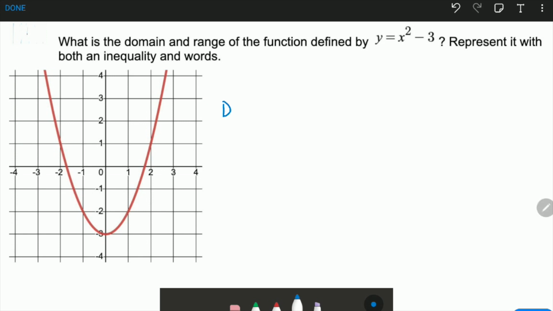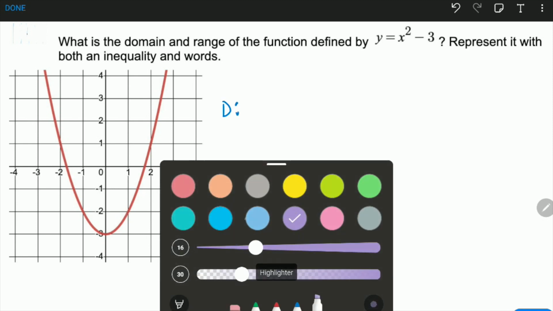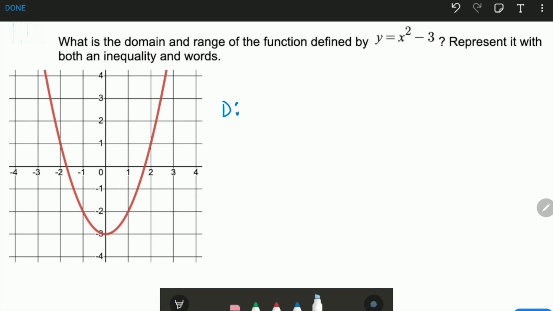So starting with domain. Domain is x values. So what I'm going to do to help me figure out the domain is I'm just going to start shading or covering up the graph from the outside and work my way in until I reach the graph. I'm going to start with the lower side, the negative side. I'm going to go until I touch the graph. So I hit the graph right there.